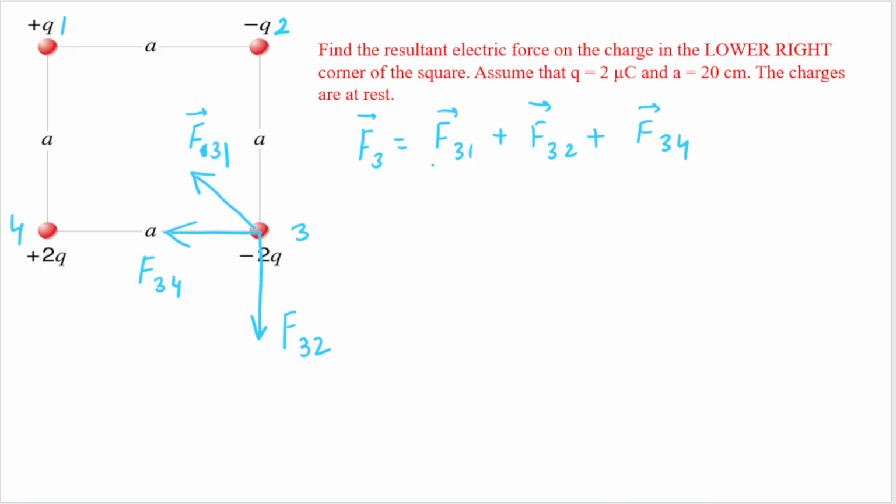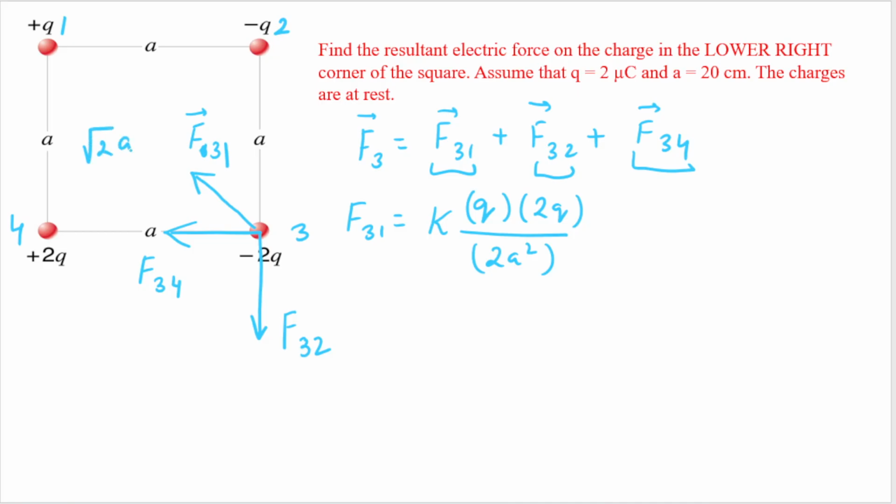Let us calculate each force individually. Let's look at F31. F31 is equal to 1 by 4 pi epsilon naught, K, times the charges 1 and 3, Q times 2Q, divided by 2A square. Why is the distance 2A square? The reason is because the length of the diagonal of a square is root 2 times A.